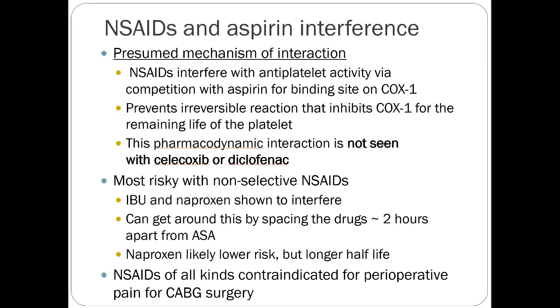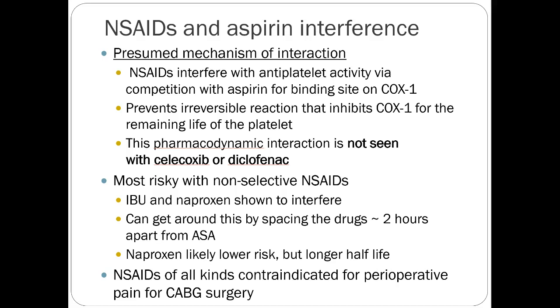Aspirin interference. So, as we know, aspirin works with the arachidonic acid pathway as well. So there might be some issues there potentially, right? Theoretically, the presumed mechanism of action is that NSAIDs interfere with antiplatelet activity via competitive binding with aspirin on the COX-1 enzyme, and then they prevent the irreversible reaction that inhibits COX-1 for the remaining life of the platelet. So NSAIDs might reversibly inhibit, whereas aspirin would permanently inhibit that platelet for its remaining life cycle. Therefore, you might get some diminished effects with aspirin.